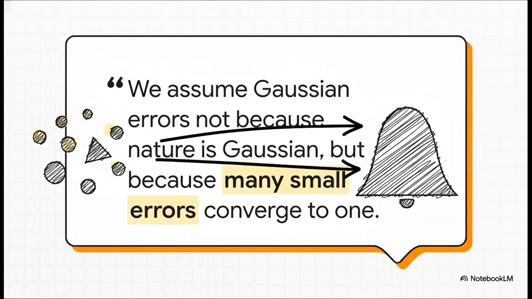Why do we so often assume the errors in our models are Gaussian or bell-shaped? It's not because we think nature itself is shaped like a bell curve. No, it's because we believe that our errors are the result of many, many tiny, independent, unobserved factors all added together. And what does the Central Limit Theorem tell us about the sum of many small, independent things? It converges to a Gaussian. It's a beautiful piece of logic.